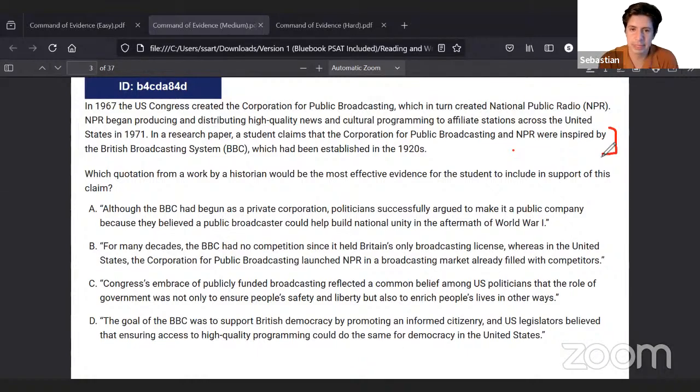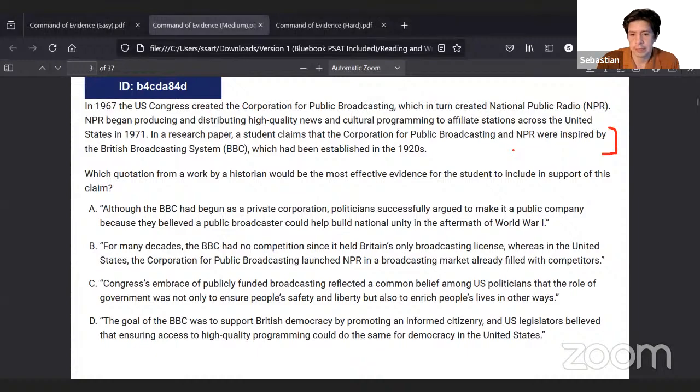B, for many decades, the BBC had no competition since it held Britain's only broadcasting license, whereas in the United States, the Corporation for Public Broadcasting launched NPR in a broadcasting market already filled with competitors. C, Congress's embrace of publicly funded broadcasting reflected a common belief among U.S. politicians that the role of government was not only to ensure people's safety and liberty, but also to enrich people's lives in other ways. Okay. And then D, the goal of the BBC was to support British democracy by promoting an informed citizenry, and US legislators believed that ensuring access to high quality programming could do the same for democracy in the United States. All right.